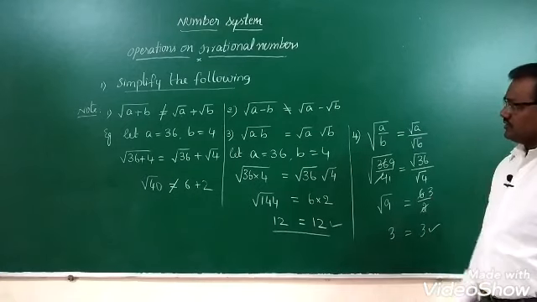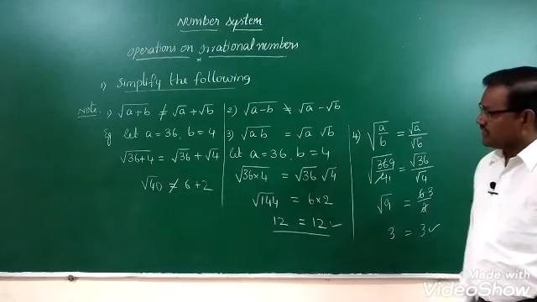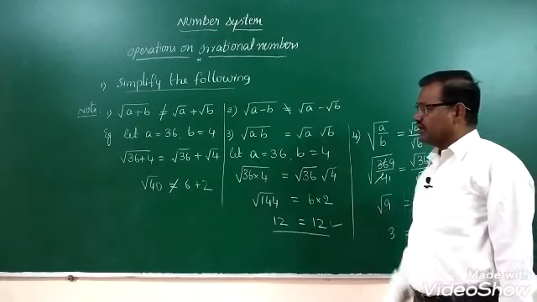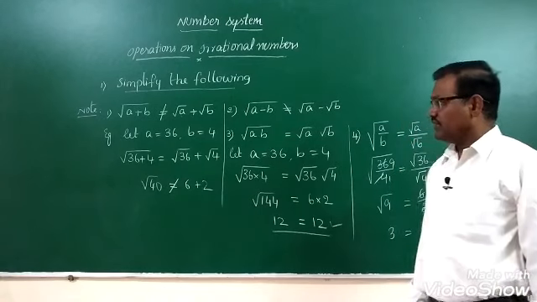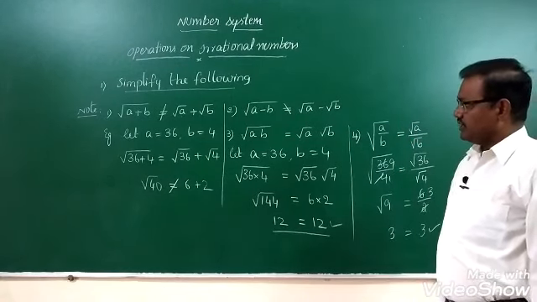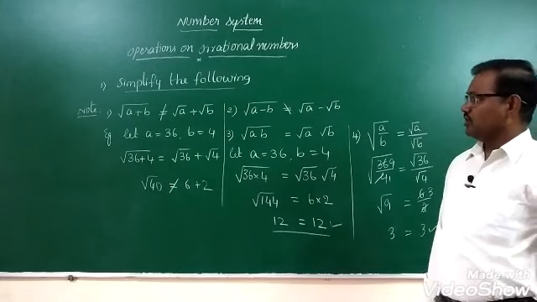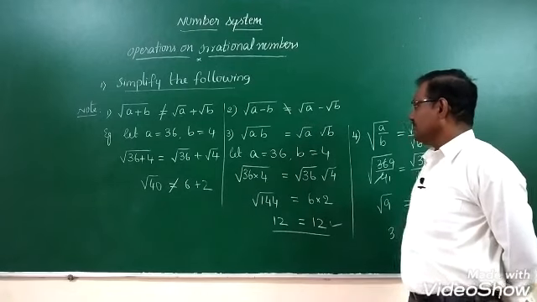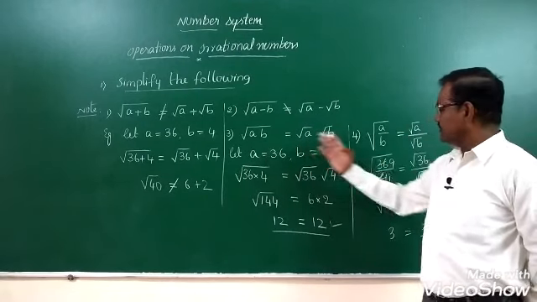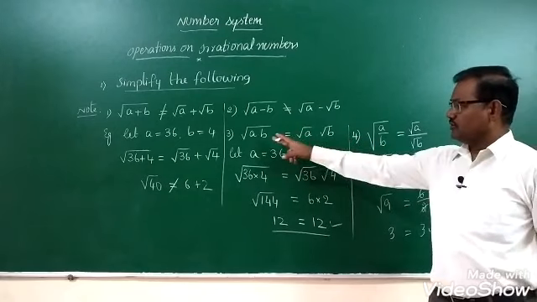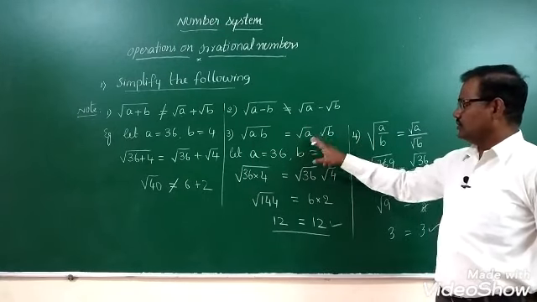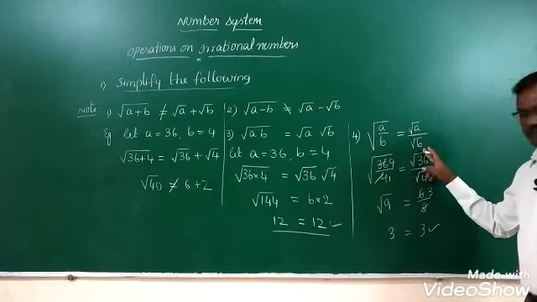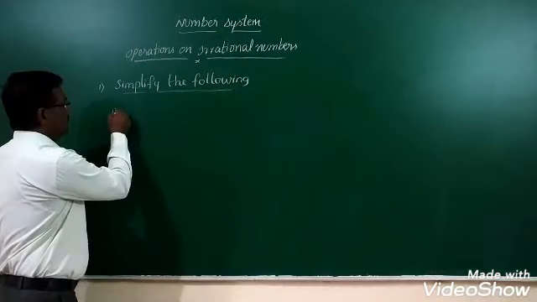So these are the four laws which we have to remember to simplify irrational numbers. Root of a plus b is never equal to root a plus root b. Root of a minus b is never equal to root a minus root b. But in multiplication and division, it is possible: root of a into b equals root a into root b, and root of a by b equals root a by root b.